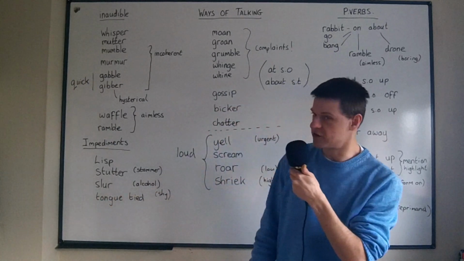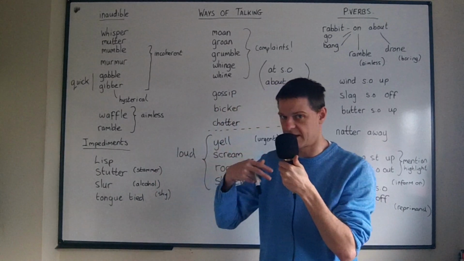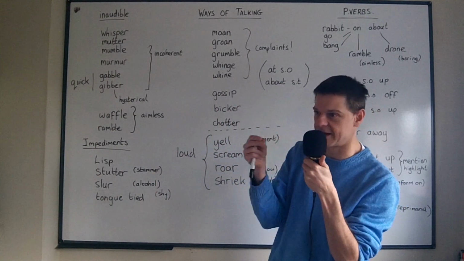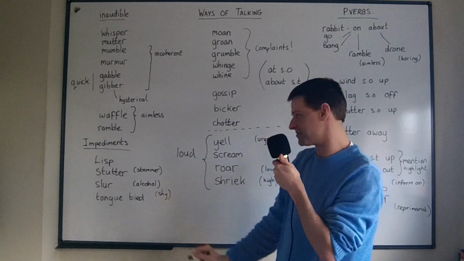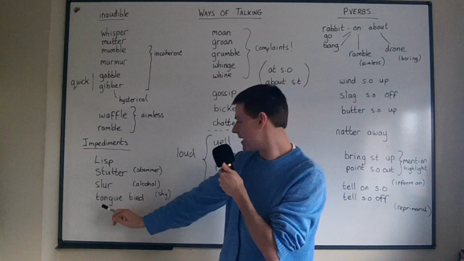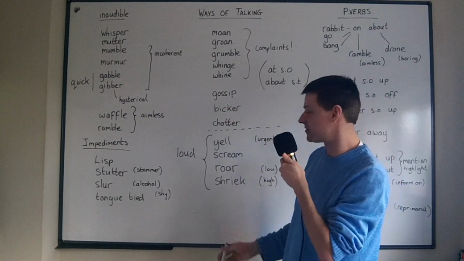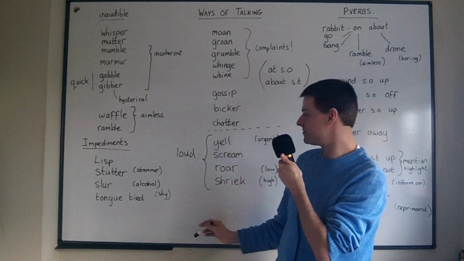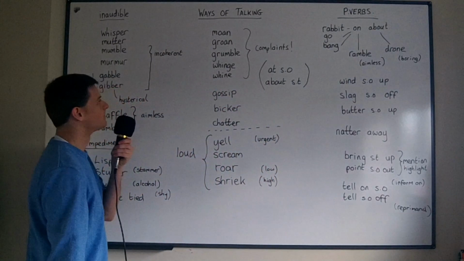Slur is related to when you're drunk. If you're drunk, then you slur your words, and it's when you slur the words together and it sounds like there's no spaces between the words. All the words, the whole sentence sounds like one word. And tongue-tied is when you're too shy to speak. You're speechless because you're so shy. So maybe you meet the woman of your dreams and then suddenly you become tongue-tied. You can't speak.